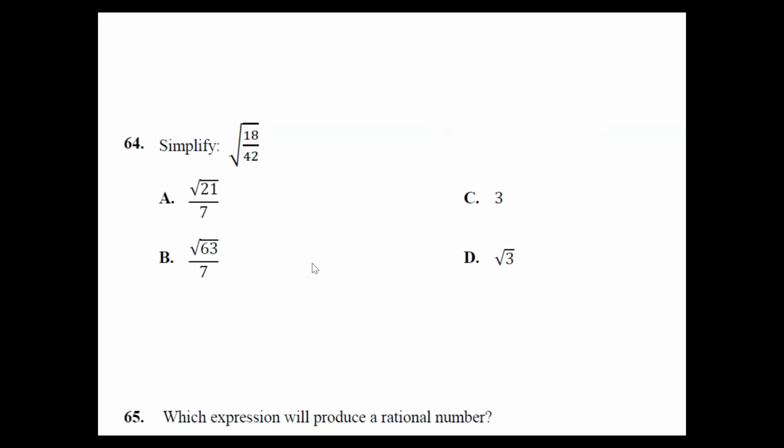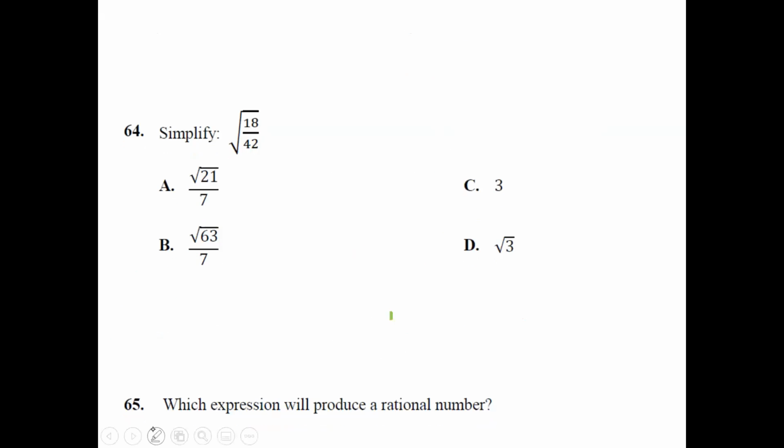All right, now we're moving on to 64. For 64, one thing I noticed is that the square root is over the denominator and the numerator. It's over the whole thing, right? Because it's not just top or bottom, it's top and the bottom. So the first thing I'm gonna do is just split it. Square root of 18 over square root of 42. Well, none of my answers match, so that means I have a little bit more work to do.